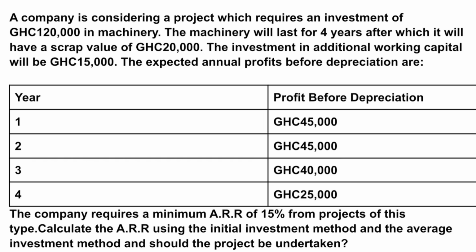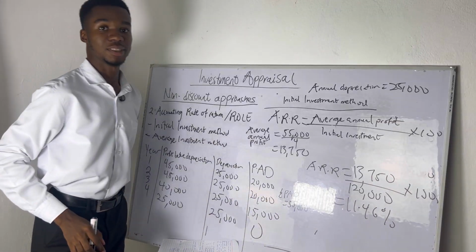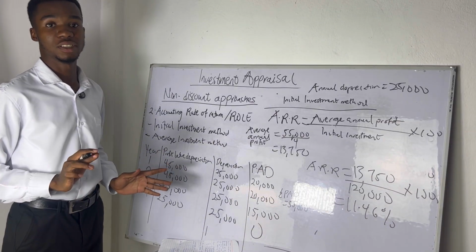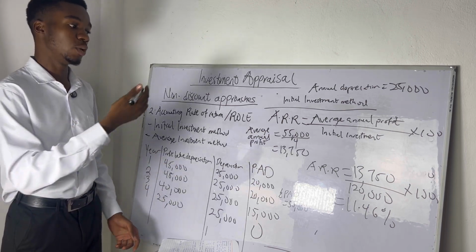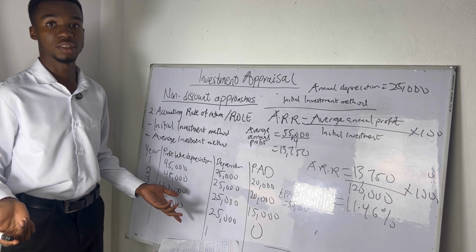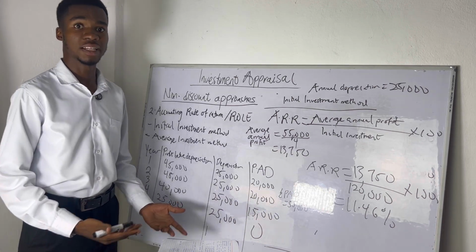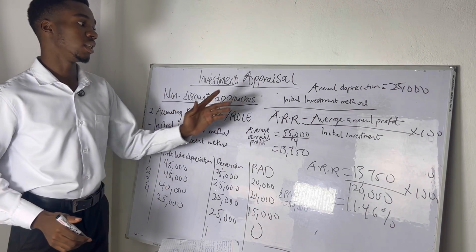So using the initial investment method, the question gave us a minimum accounting rate of return of 15%. And what we got is 11.46%, meaning that it's below their minimum. So we can't accept it. Assuming it's exams, we are going to say the project should not be undertaken simply because it's below their minimum accounting rate of return. Once it's below the 15% they provided us in the question, then we are not going to accept it. So that's just for the initial investment method.